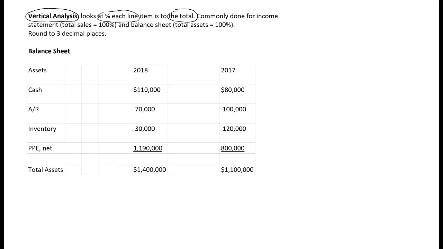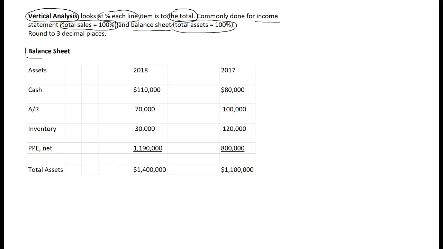Now, vertical analysis is commonly done for both the income statement and balance sheet. When we're looking at the income statement, the 100% number that we're going to compare each line item to is total sales. And if we're looking at the balance sheet, we're going to compare each line item to the total assets. That's our 100% number.